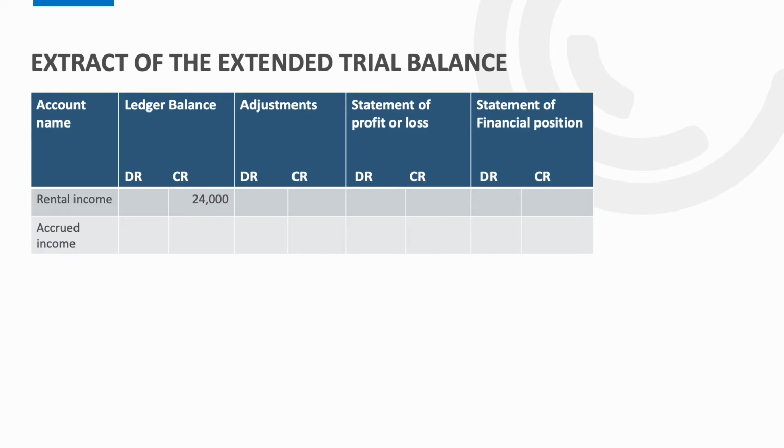The final part that I'd like to show you here is just how this would look in an extended trial balance. So using case study 2, we can see that the rental income has an existing balance of £24,000. We then enter the accrual within the adjustments column to show the increase to the rental income account. And we then enter it within the debit side of the adjustments column to show the accrual amount. The existing balance plus the adjustment is then transferred to the profit or loss. And the accrued income is shown as an asset within the statement of financial position.